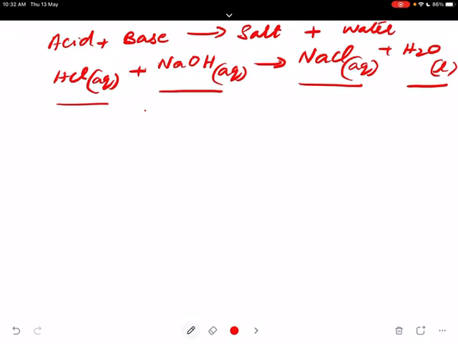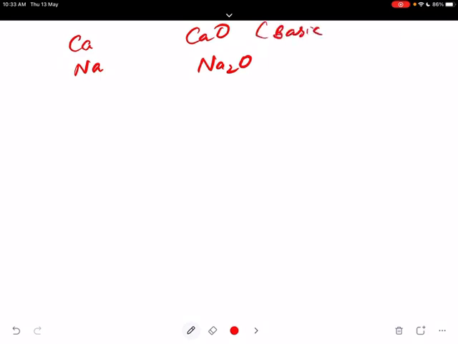Next property, reaction of metallic oxides with acid. What is meant by metallic oxide? Oxide of a metal. Calcium is a metal, sodium is a metal, so its oxide is metallic oxide. Calcium oxide, sodium oxide, these are basic in nature. Metallic oxides are basic in nature.